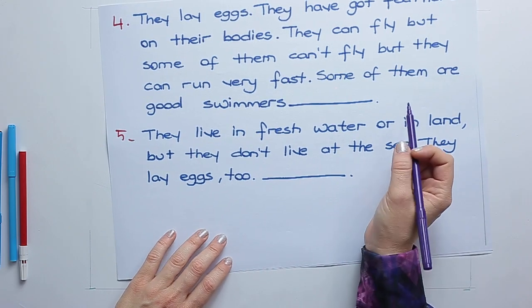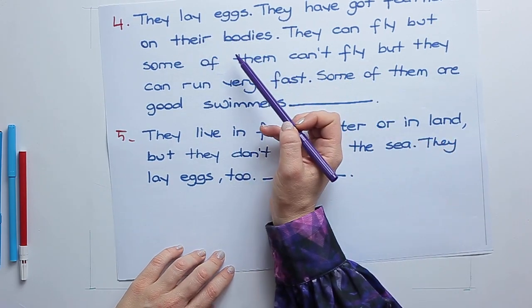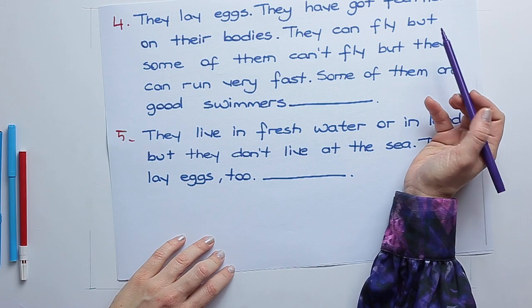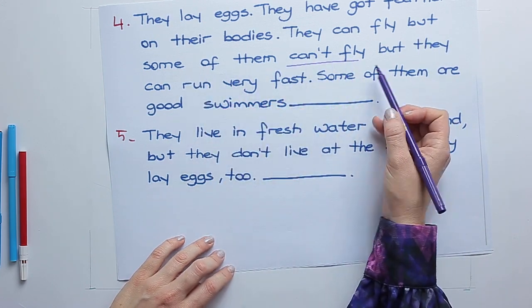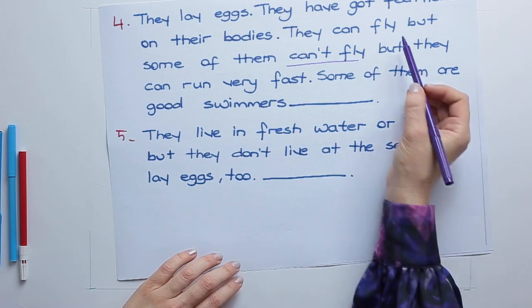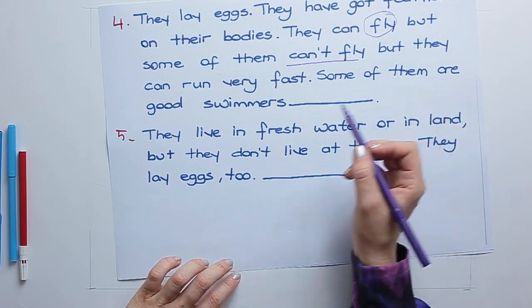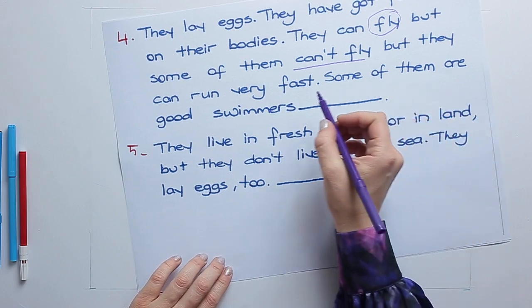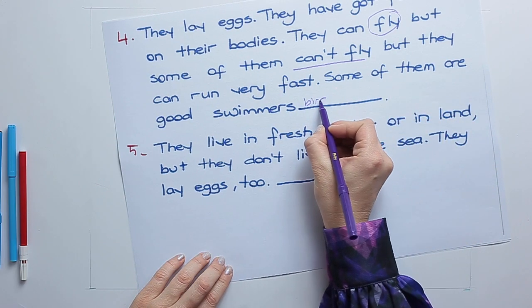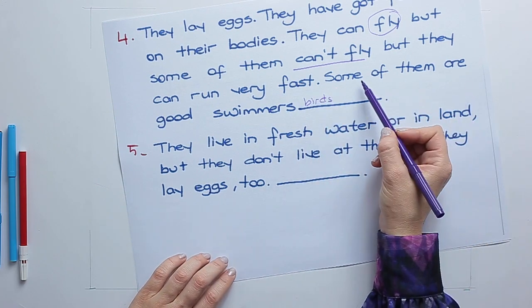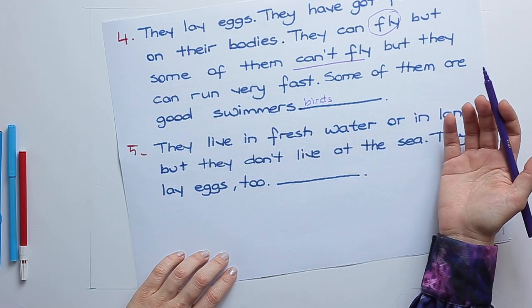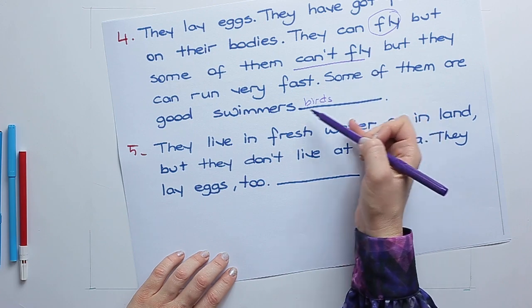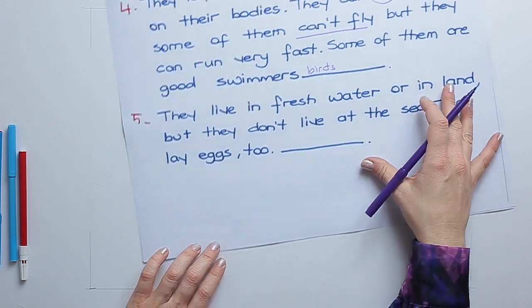Now, the fourth question. They lay eggs. They have got feathers on their bodies. They can fly, but some of them can't fly. If they're talking about a feature that's about flying, we can easily guess that they are birds. Of course, the question might say some of them are good swimmers. Yeah, of course you can call that fish, but fish can't fly, so the answer is perfectly birds.